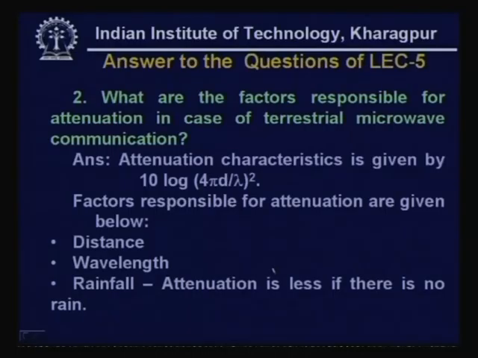Second question was, what are the factors responsible for attenuation in case of terrestrial microwave communication? We have seen the attenuation characteristic is represented by the formula 10 log (4 pi d by lambda) square. So, it depends on the distance. The attenuation increases at the rate of distance square. The attenuation also increases with frequency, or is inversely proportional to lambda square. Moreover, during rainfall attenuation is more; if there is no rain, attenuation is less.